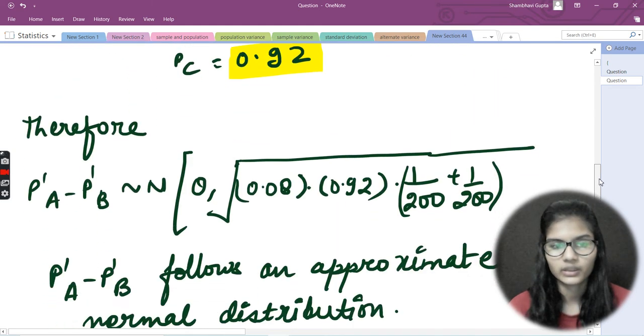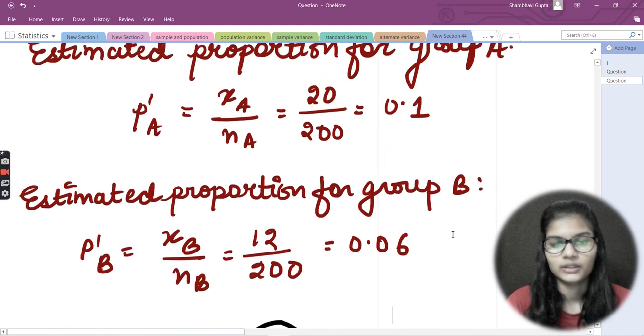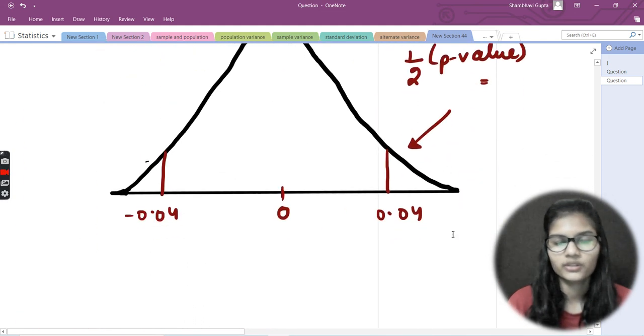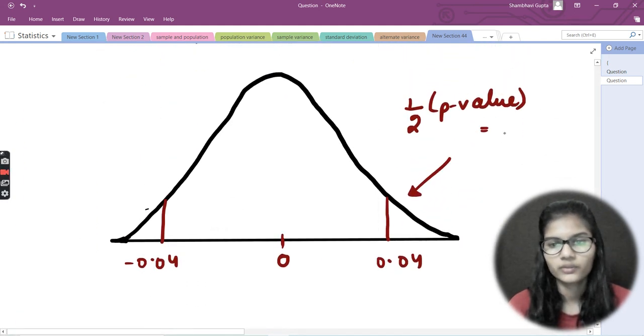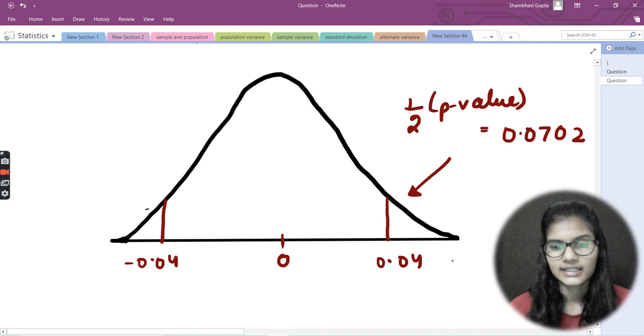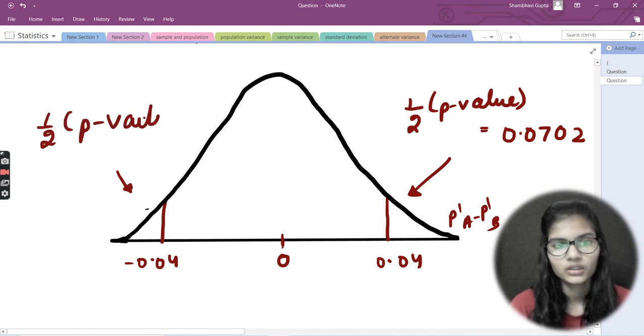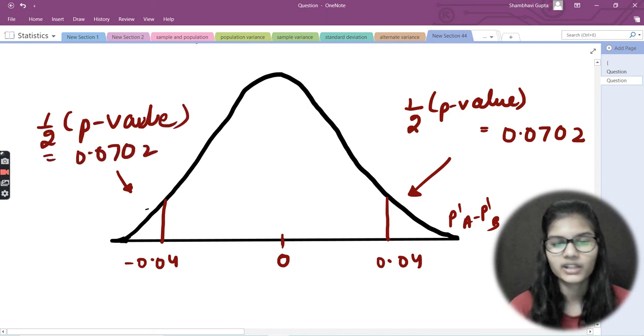Let me show you where we had found it. So yes, this was my p value, right? So it is half the p value. When you calculate this, you will get the answer as somewhat 0.0702. And here it is basically p dash A minus p dash B. At this particular place as well, it is 1 by 2 multiplied by the p value, and it will again be the same, 0.0702, right? The value would remain the same.